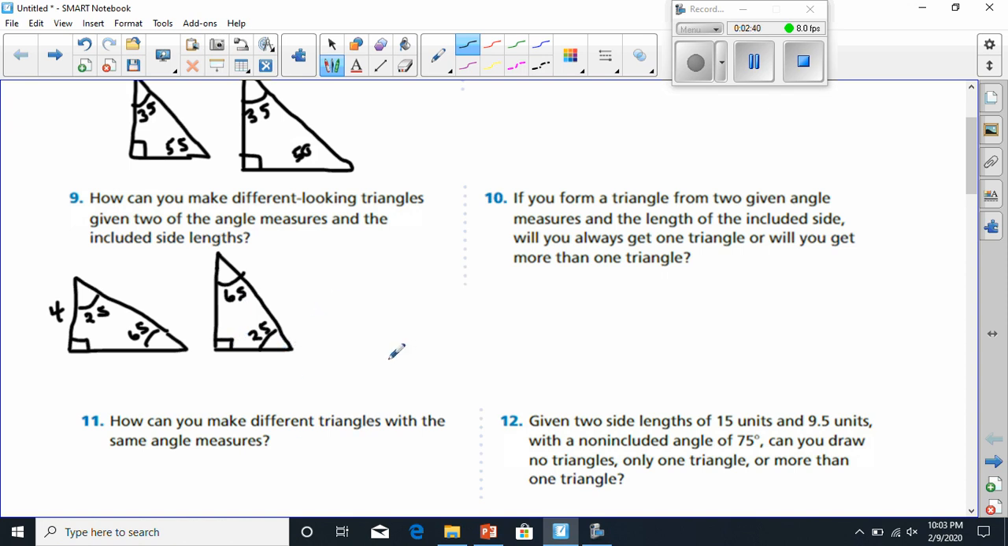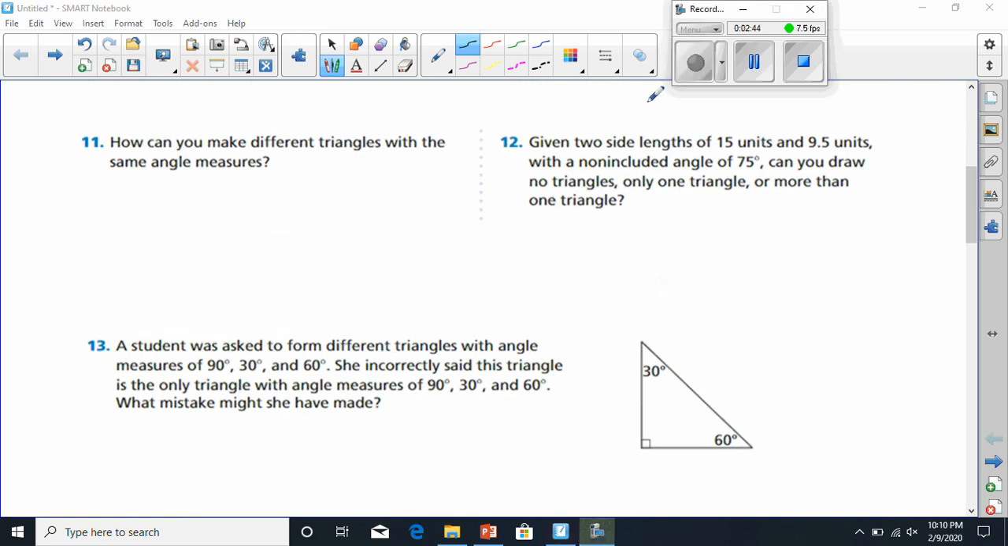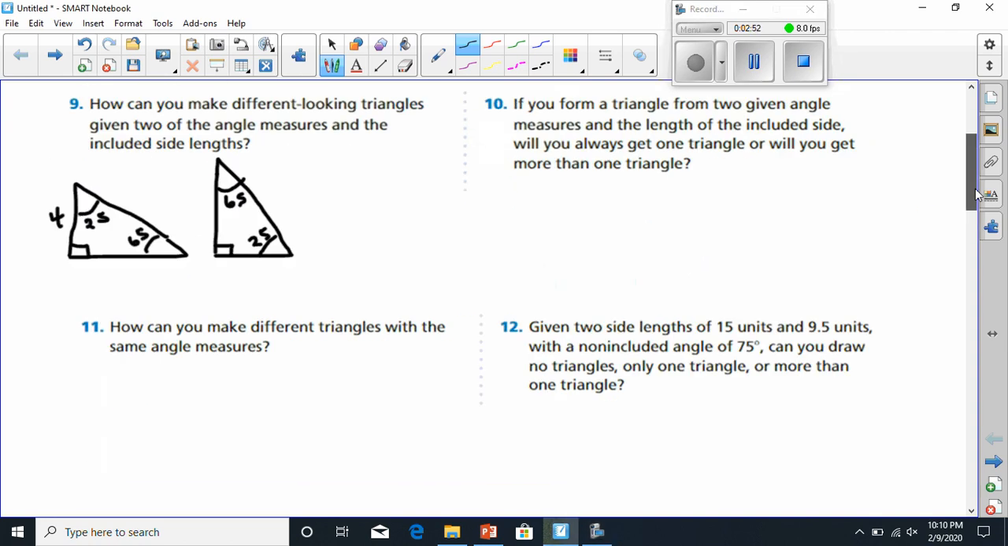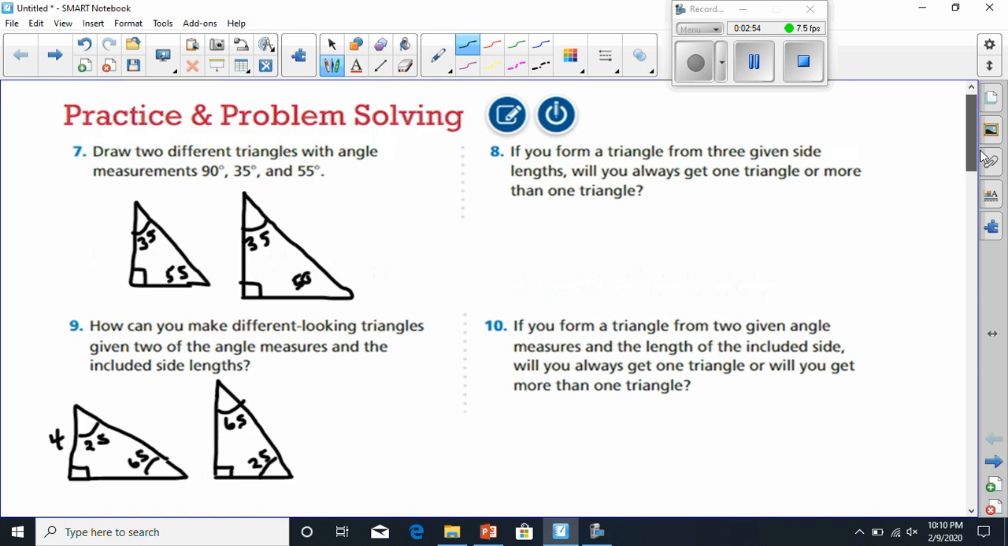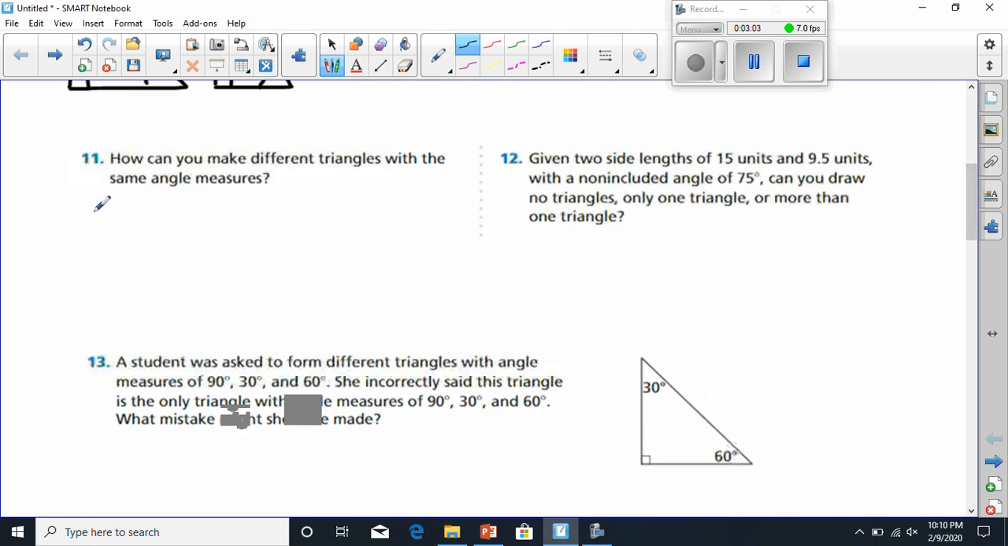All right, let's do number 11 now. Number 11 says, how can you make different triangles with the same angle measures? Well, we answered that right over here at number 7, right? We have the same angle measures, different triangles, and we just increase the length of the sides to make different ones. So use different side lengths would be our answer.